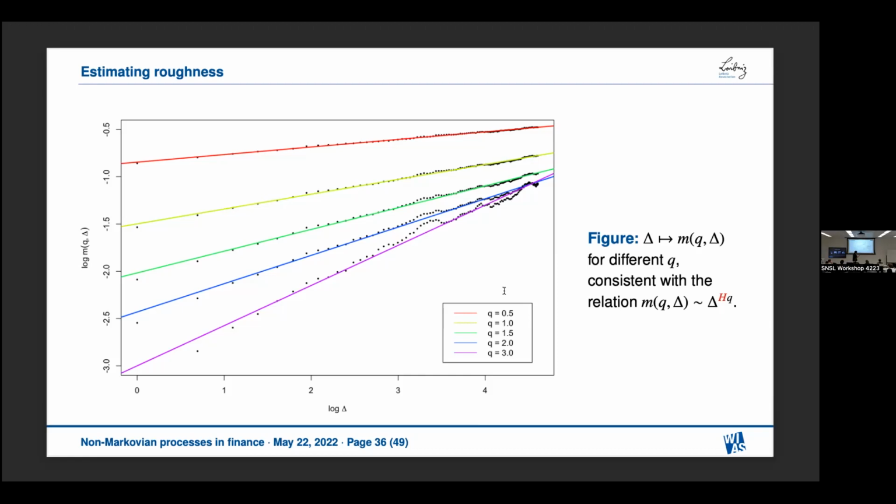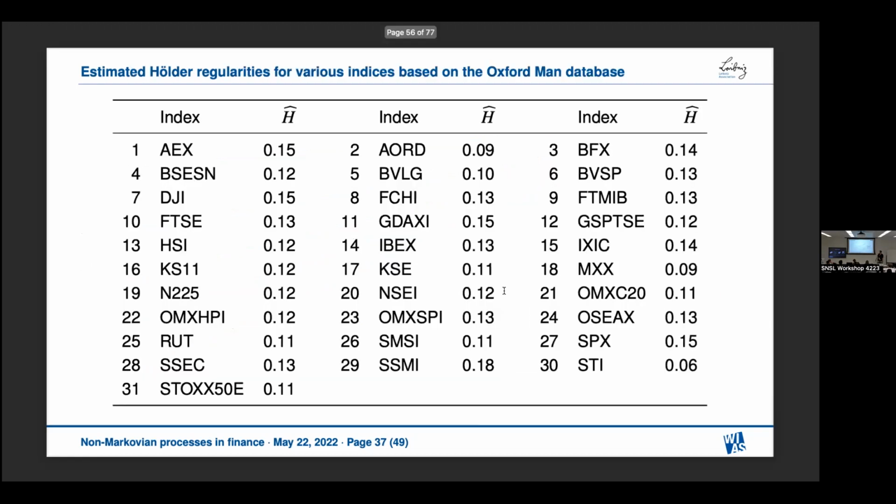And then the next question is, this is saying that there is some alpha such that M_Q(delta) behaves like delta to the power alpha. Now, of course, the next thing to understand is whether alpha as a function of Q is linear. So are the slopes here as a function of Q linear? And it turns out, yes, they are. That also works quite well. You do a regression at this point. I didn't want to write down the formula.